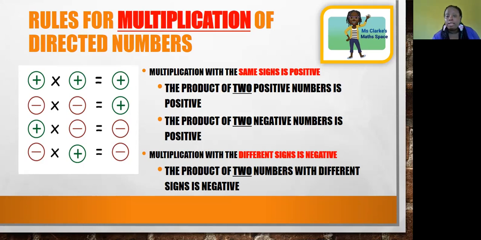The next rule, as it relates to multiplication, is when you have two different signs. If you have a positive by negative, you get a negative, as well as if you have a negative by positive, you get a negative. So the product of two numbers with different signs will be negative.